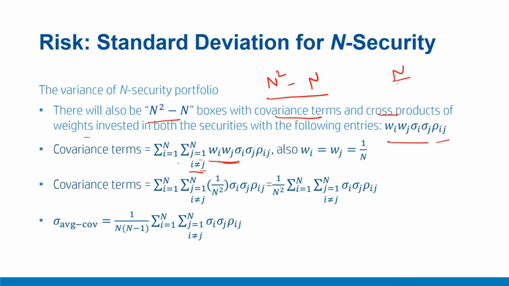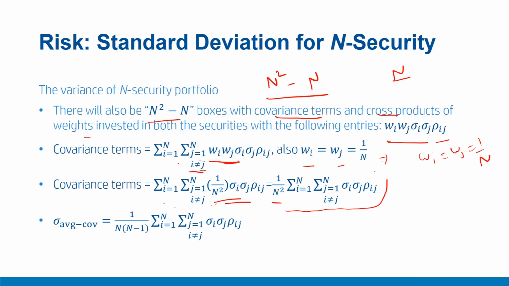Now we already made a simplifying assumption that Wi equal to Wj equal to 1 upon n. That means we are investing equal amounts in all the securities, and therefore those proportionate amounts Wi and Wj are the same as 1 upon n. In that simplifying case, our overall expression becomes 1 upon n square into sigma i sigma j rho ij. We can take n out of this expression because n is constant, so we are left with this expression.